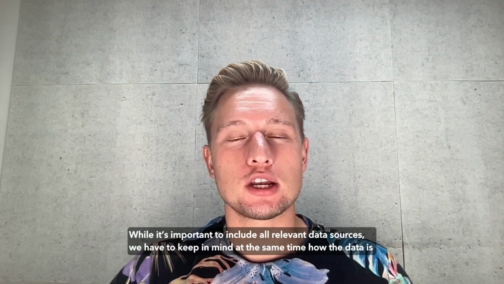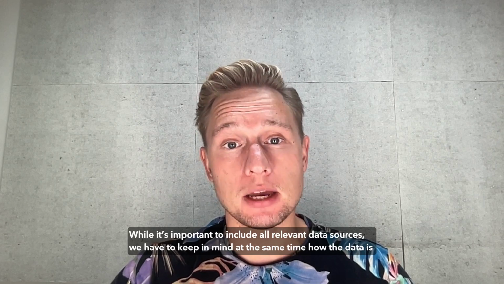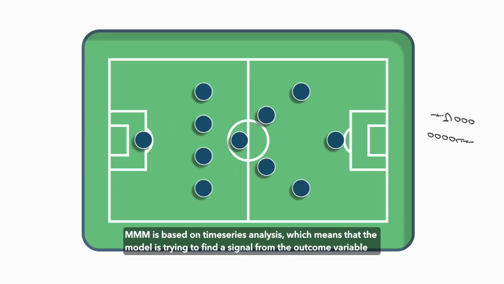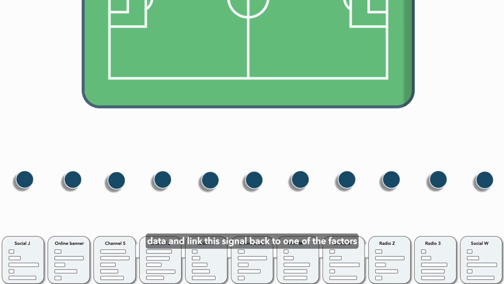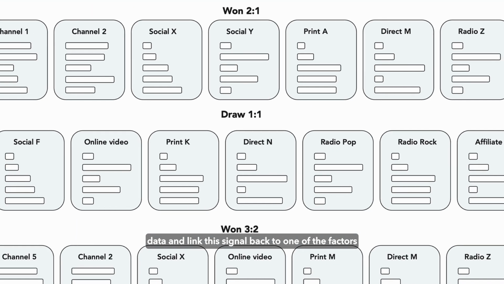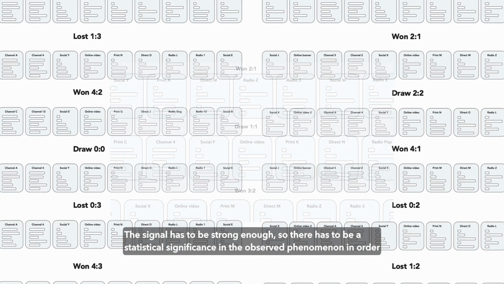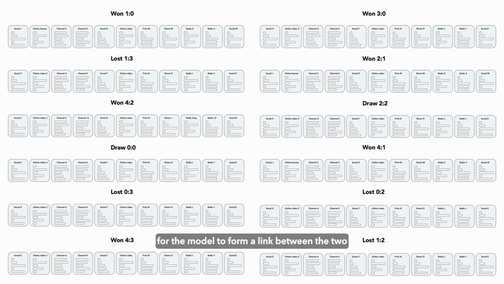While it's important to include all relevant data sources, we have to keep in mind at the same time how the data is leveraged in MMM. MMM is based on time series analysis, which means that the model is trying to find a signal from the outcome variable data and link this signal back with one of the factors. This signal has to be strong enough, so there has to be a statistical significance in the observed phenomena in order for the model to form a link between the two.